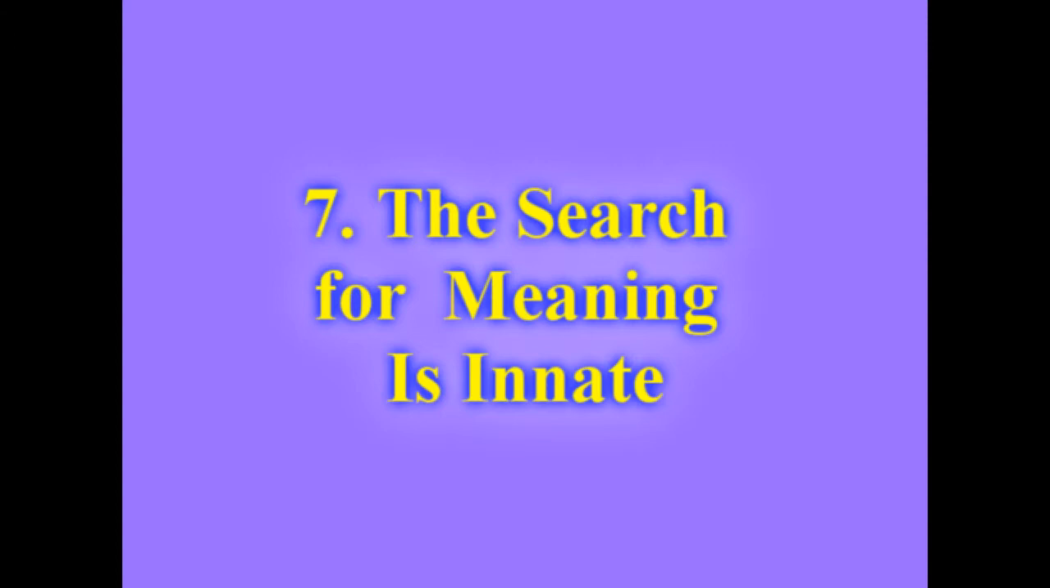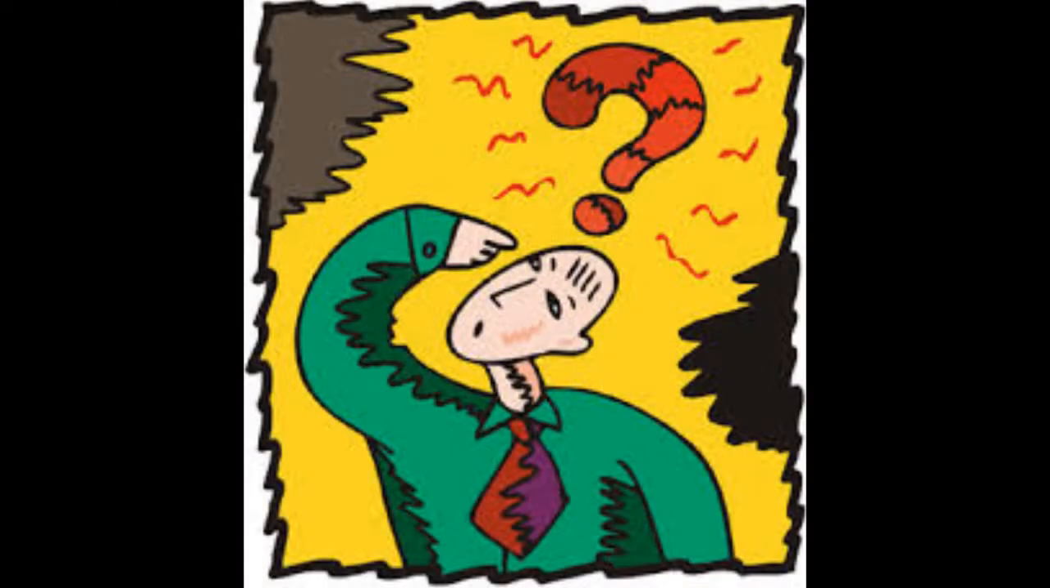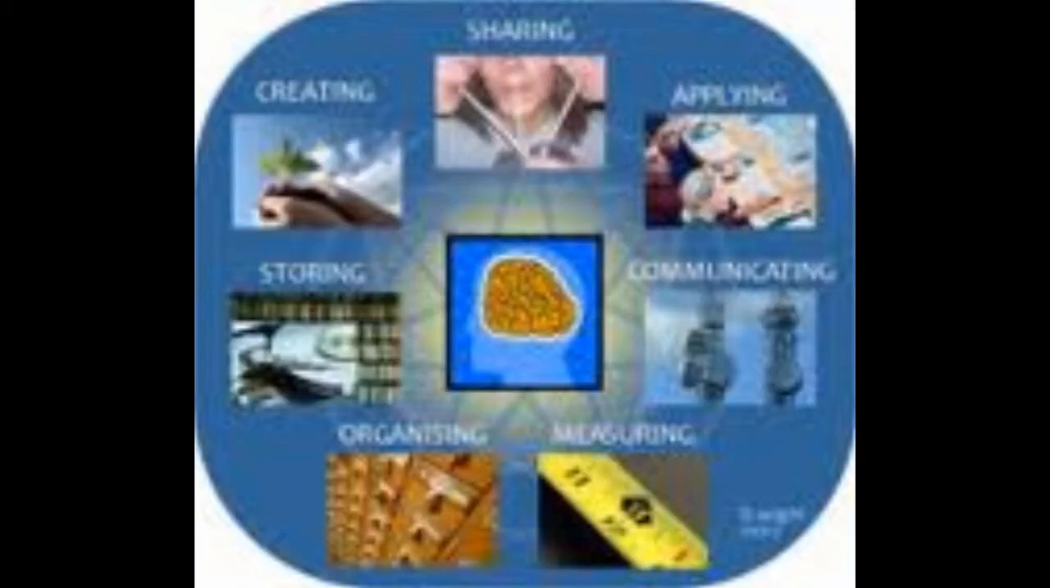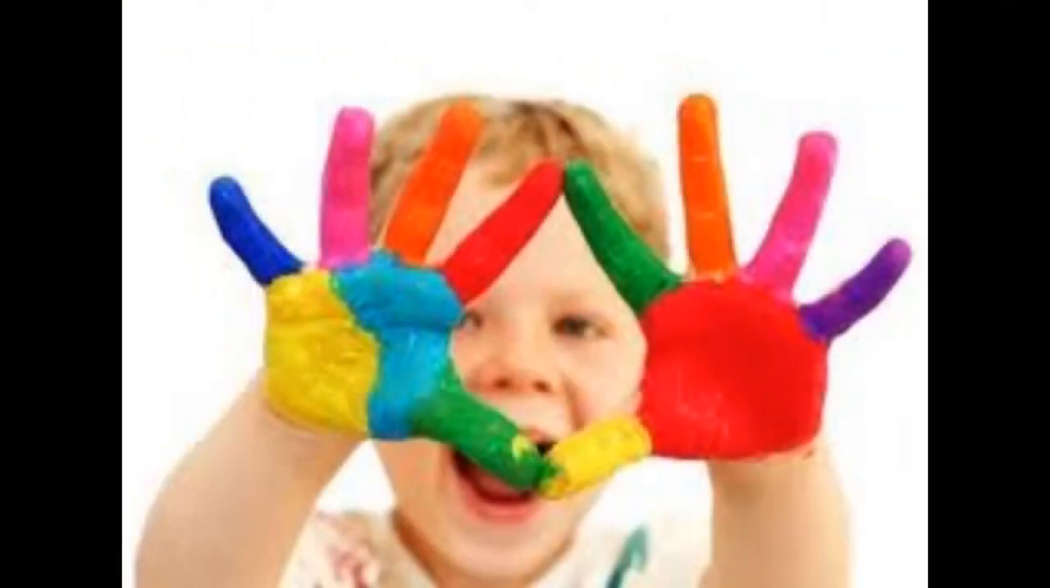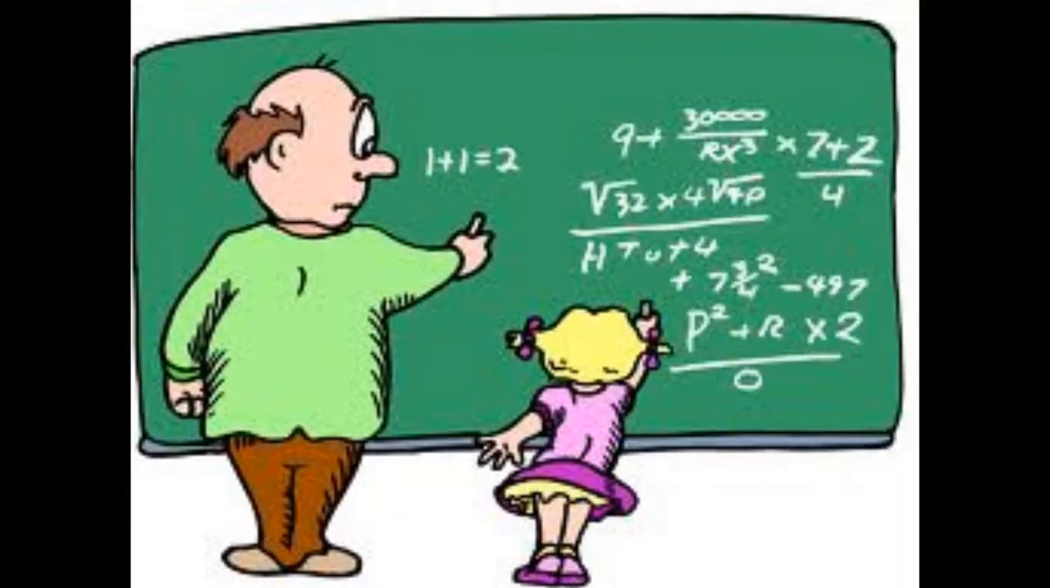Number 7. The search for meaning is innate. As everybody knows, each person seeks to make sense out of what she or he sees or hears, and it's an innate quality of every human being. A great example of this is children. They want to discover everything by touching things, asking their parents what their names are and their use, and if they are babies, they like to discover by experimenting with things.